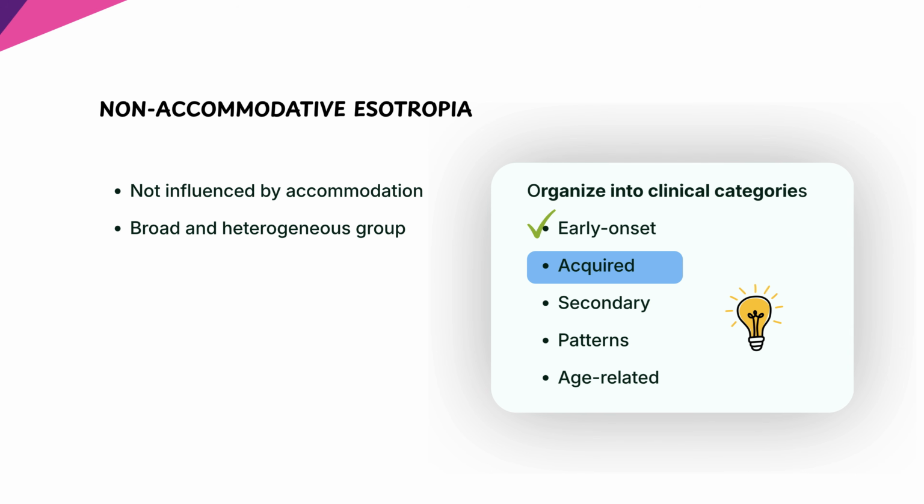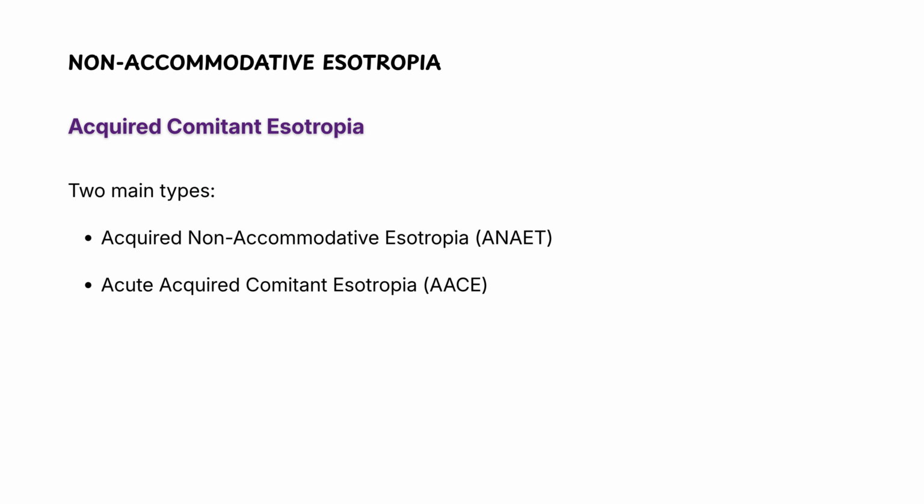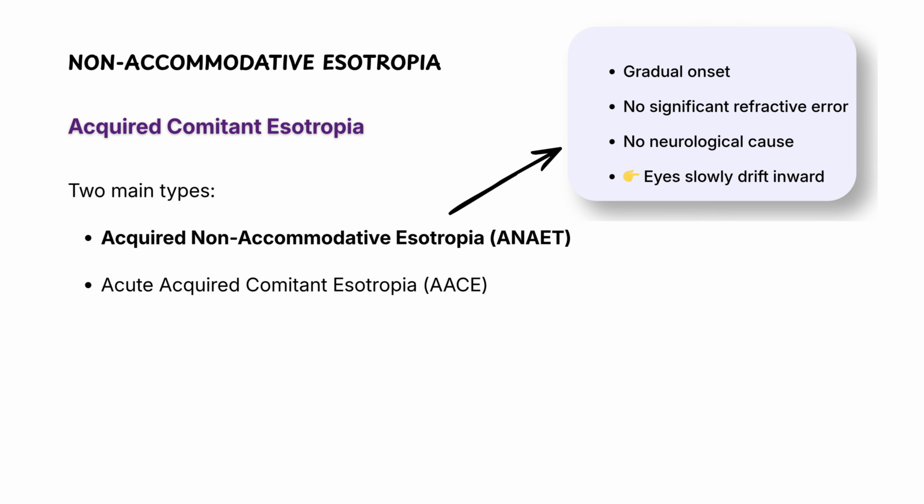Next are the esotropias that develop later in life. These are acquired non-accommodative esotropia and acute acquired comitant esotropia. The first one, that is the acquired non-accommodative esotropia, develops gradually. There is no significant refractive error and no obvious neurological cause in these patients. In simple terms, the eyes slowly drift inwards over time.